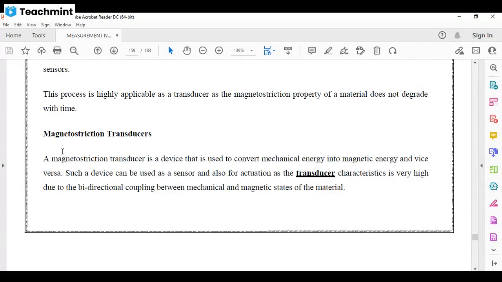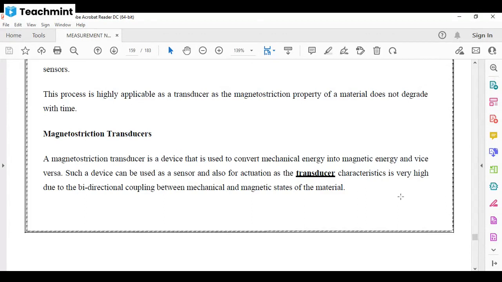So what happens in a magnetic transducer is that it converts the mechanical energy, because due to the change of length the magnetization also changes. So due to the magnetization change, the mechanical energy is converted into magnetic energy.